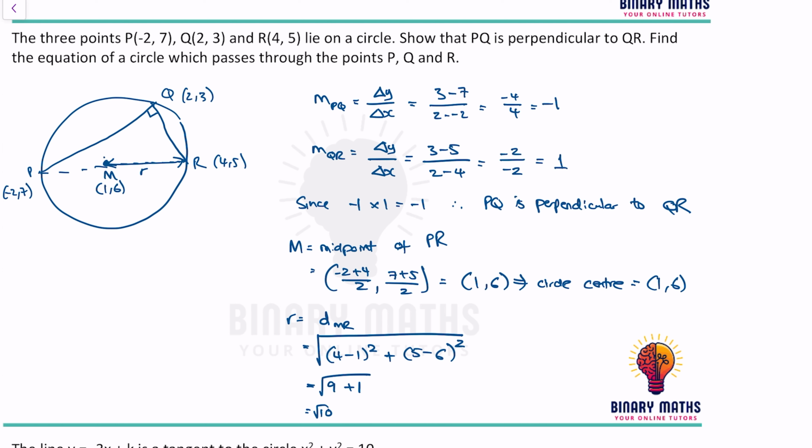So all that implies that the equation of my circle will be (x - 1)² + (y - 6)² = r², which is equal to 10. So that would be my final answer.